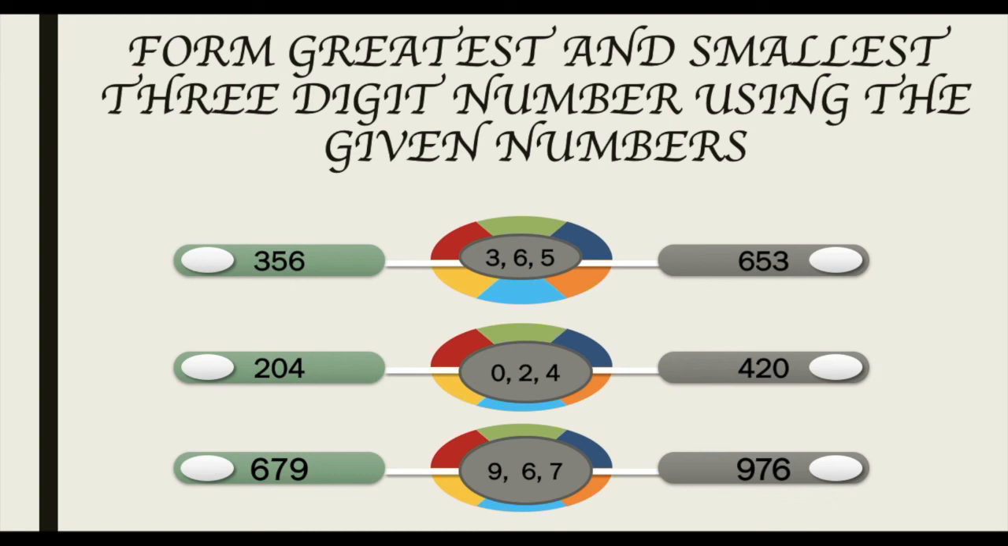So while forming a 3-digit number, if you get 0, please put the 0 in the second place and do not put the 0 in the first place, because if you put the 0 in the first place, it makes the number a 2-digit number, because 0 doesn't have any value.